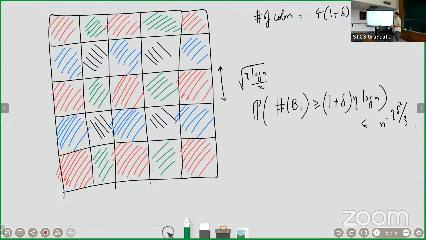By giving different colors, what do we need? Something should strike. Each box has roughly 1 plus delta times eta log n points. The total number of colors I'm using is this much. What do you expect is going on? How many points are there in a box? That many colors I'm using. So what's an obvious choice to give the coloring now?